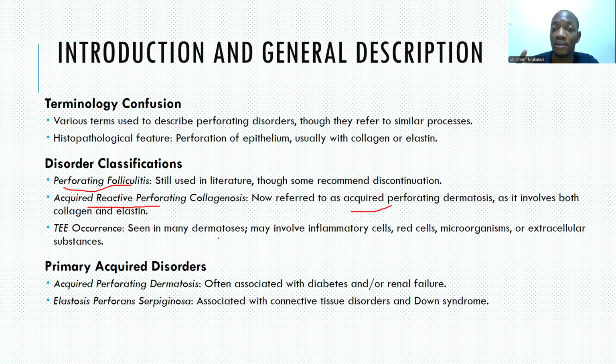So then we have transepidermal elimination, which has also been seen in other secondary conditions, where you're eliminating inflammatory cells, red cells, or even macrophages, or even intracellular substances that can also be eliminated through what? Through the skin. So all those conditions are now classified better. The primary acquired disorders usually have the acquired perforating dermatosis, oftentimes associated with diabetic people and renal disease patients, and then the elastosis perforans serpiginosa, the one that's associated with connective tissue diseases and Down syndrome.